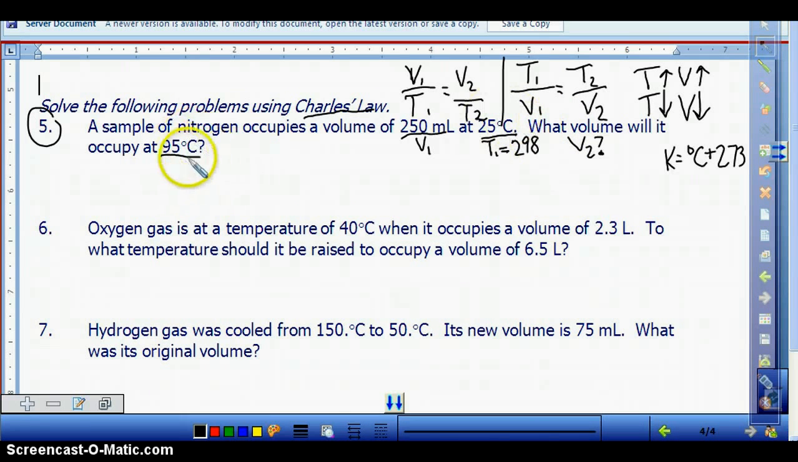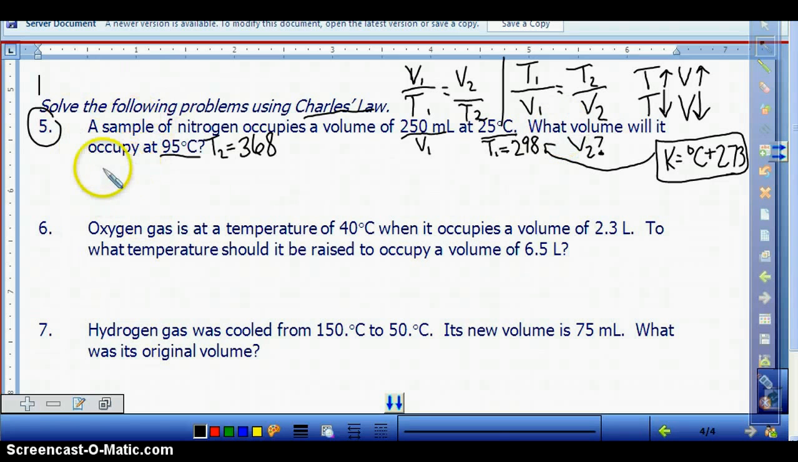And we are going to call this T2, but again we have to add 273 to 95, and that value is 368. So I would definitely make a little note of this equation, and you could even draw an arrow showing that that's how you got that. Okay, now you're ready to plug your things into your equation.